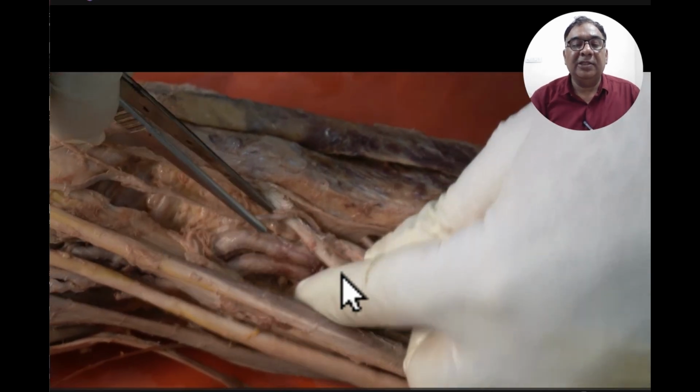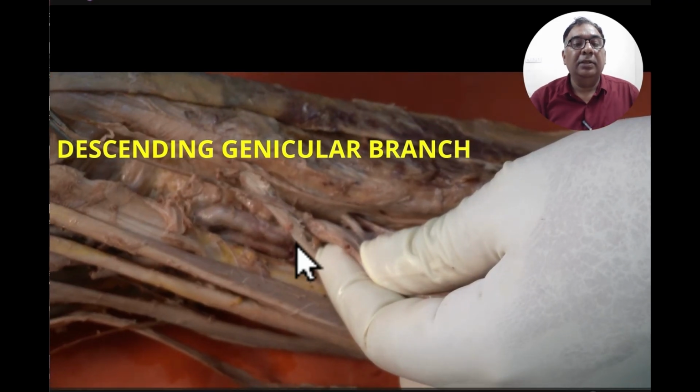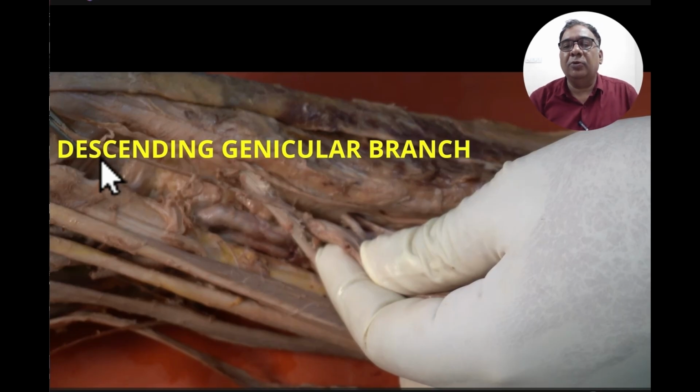In this video you can see this is femoral artery and it gives a branch in adductor canal. This branch is called descending genicular branch of femoral artery. It runs downward and takes part in anastomosis around knee joint.